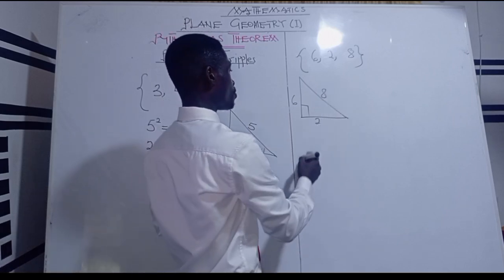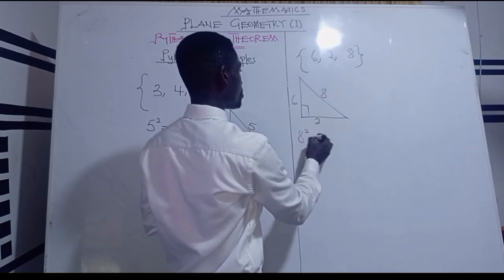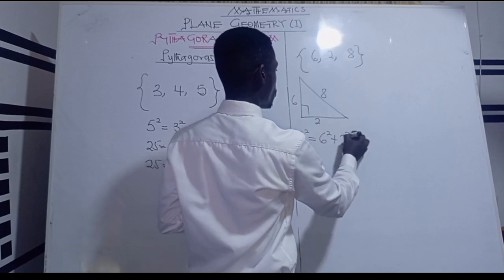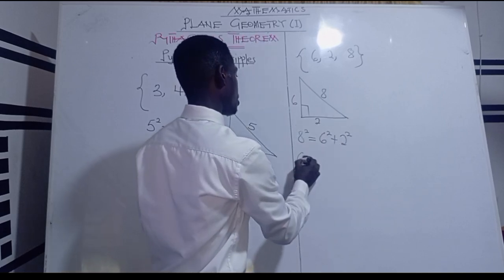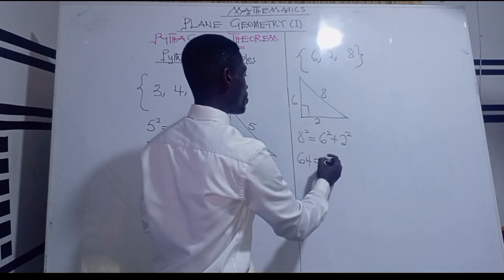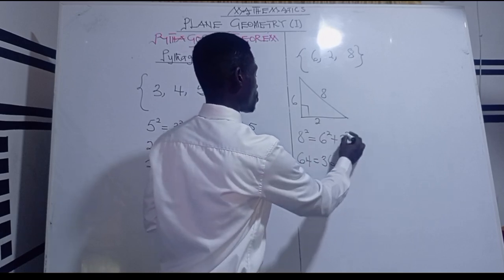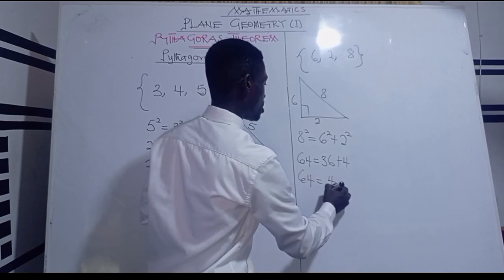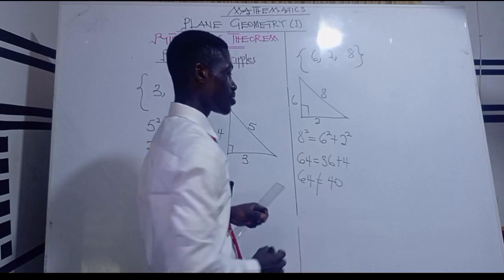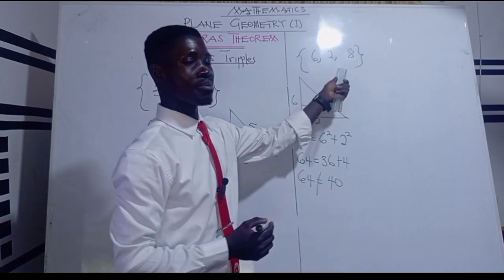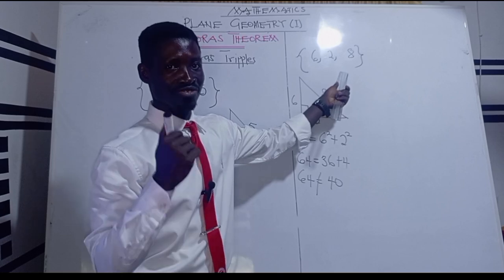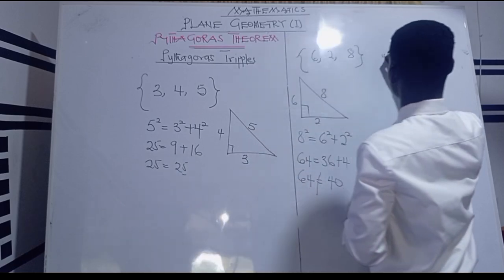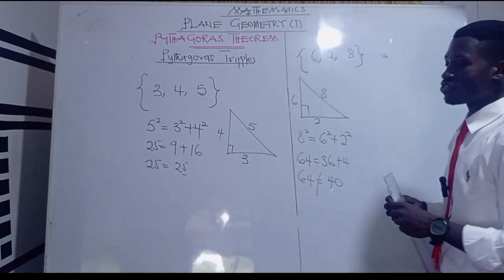So applying the Pythagorean theorem, we are going to get 8 squared is equal to 6 squared plus 2 squared. So we have 8 squared will give us 64. 6 squared will give us 36 plus 2 squared, which is 4. So we have 64 and this will give us 40. So you know that 64 is not equal to 40. So this set of numbers are not Pythagorean triples. Very good.